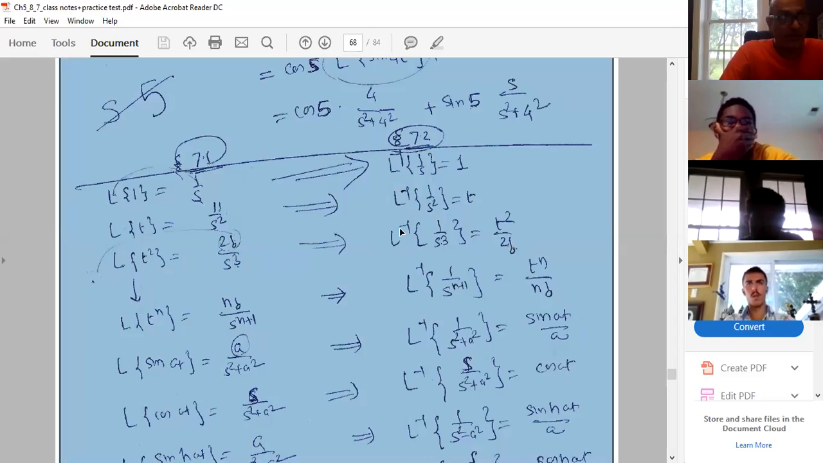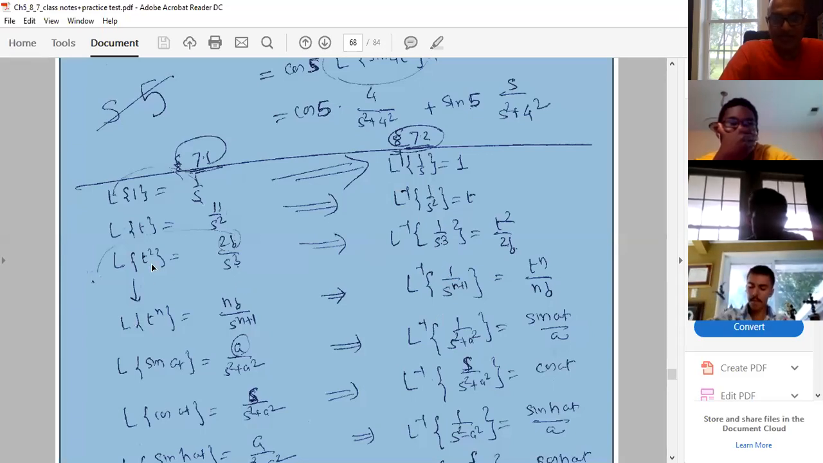So whenever you're looking for the inverse Laplace transform, make sure that you don't have any other function except s. We don't even want any constant over here. We just want the parameter s here. That's it. Just parameter s.